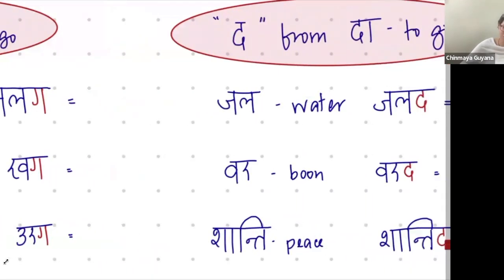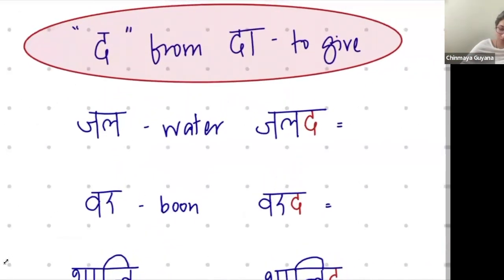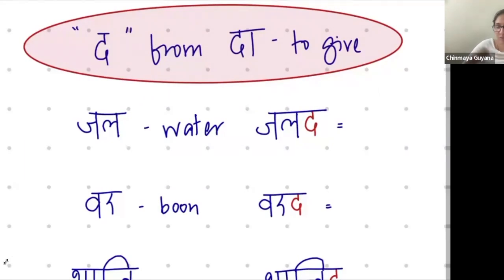Okay, last set of examples. Da comes from da, to give. Like when you hear the da in words, it's from da, to give. So, jalada, that which gives water. That will be what? You know what gives water from the sky?